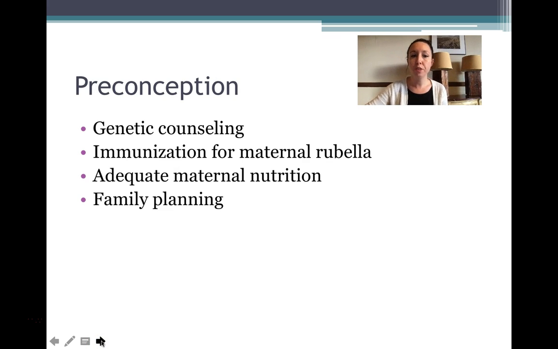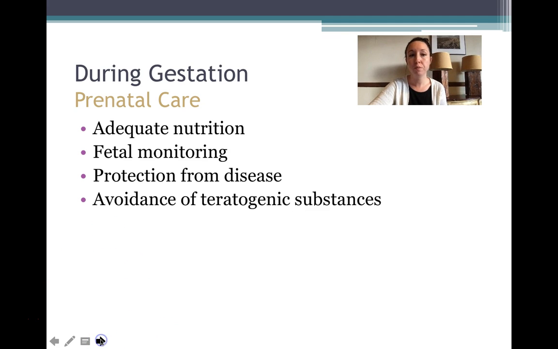Preconception. So what are some things that we can do to help prevent these etiologies from occurring? Genetic counseling to see if you are possibly a carrier for a certain disorder or have a higher risk of certain things in your family. Immunization for maternal rubella is recommended. Adequate maternal nutrition during pregnancy, and then appropriate family planning, which can involve parenting classes and making sure you have adequate social support for an individual.